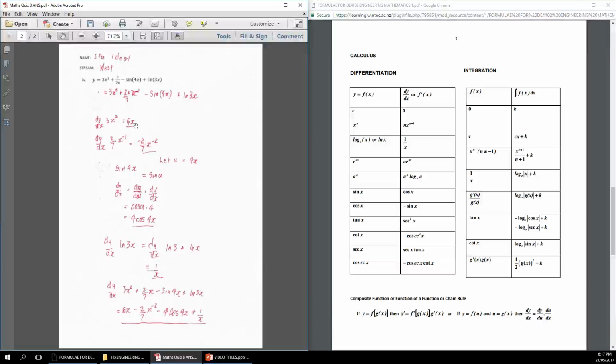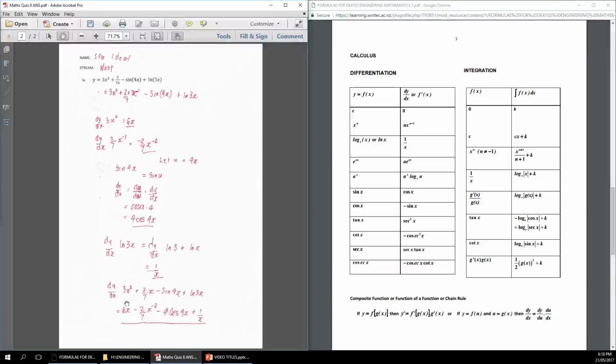And now finally, for the last little one, we've got log 3x. By the nature of logs, we know that the log of 3x equals ln 3, the log of 3, plus the log of x, because that's how logs work. Now ln 3, that's just a number. So when we differentiate a constant, and it's actually on the formula sheet right up the top here, we get 0. So I've left that out. And then if we differentiate log of x, log to the e of x, or ln x, we just get 1 over x, which is what we've got.